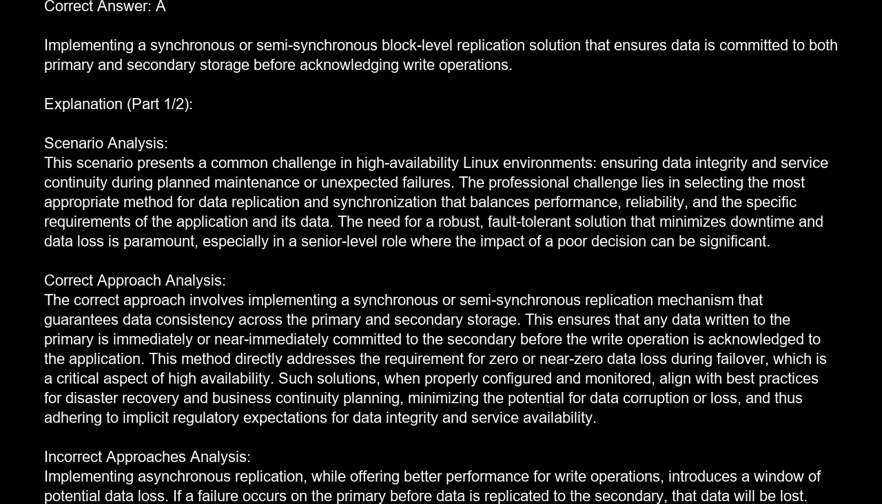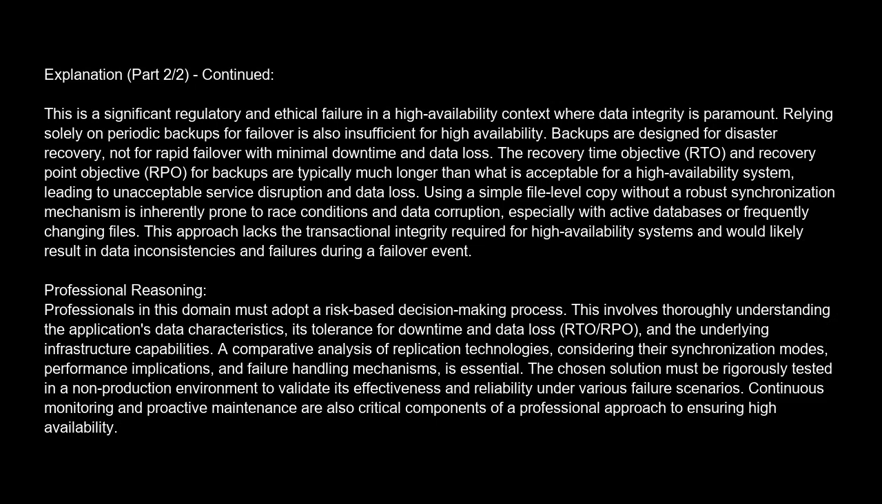availability. Incorrect approaches analysis. Implementing asynchronous replication, while offering better performance for write operations, introduces a window of potential data loss. If a failure occurs on the primary before data is replicated to the secondary, that data will be lost. This is a significant regulatory and ethical failure in a high availability context where data integrity is paramount. Relying solely on periodic backups for failover is also insufficient for high availability. Backups are designed for disaster recovery, not for rapid failover with minimal downtime and data loss.